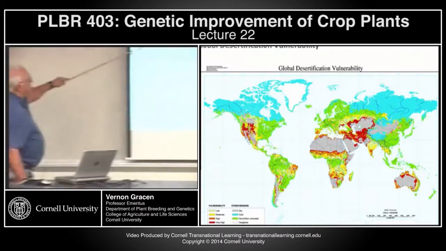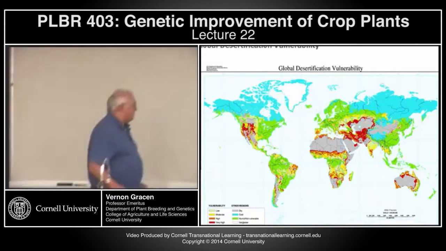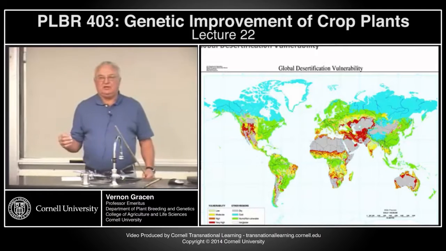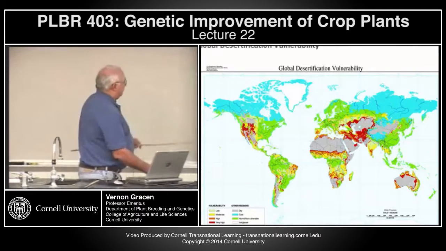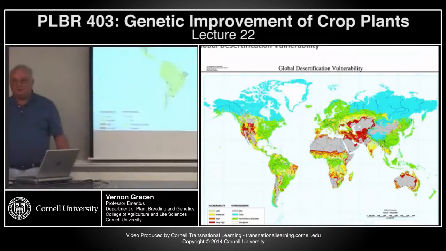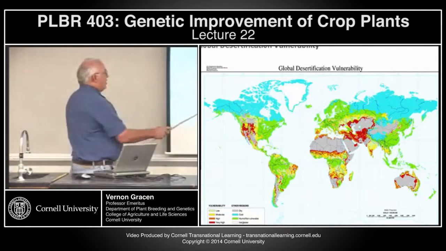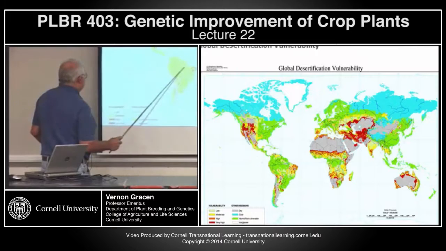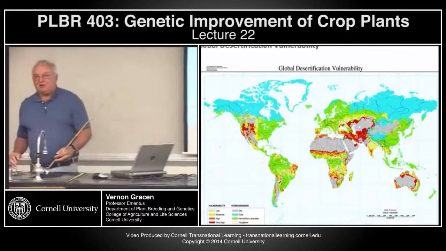The reddish areas on this graph basically are areas that have a very high vulnerability for drought. Sort of the gray areas are deserts. I mean, there is very little water and there's no crop production, but the reddish areas, high vulnerability, the yellow areas, moderate vulnerability for droughts.